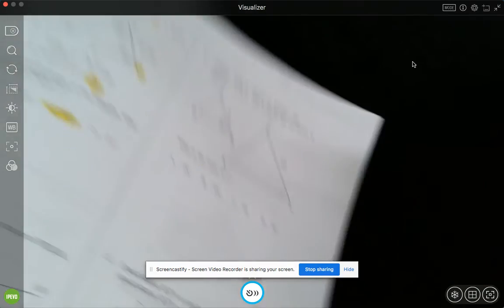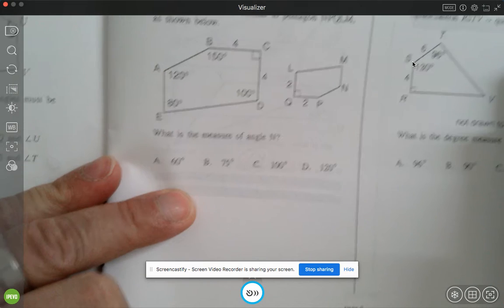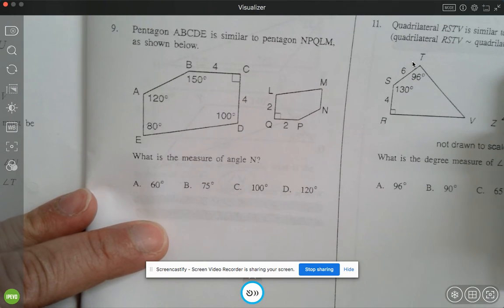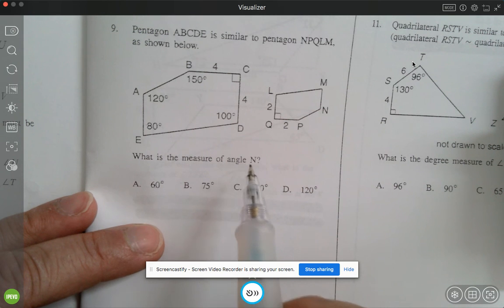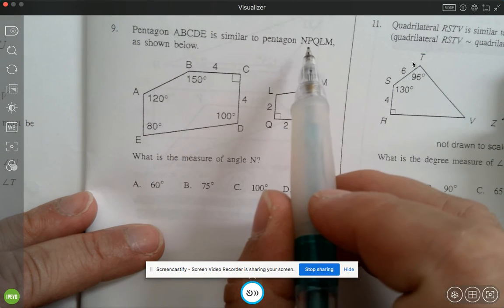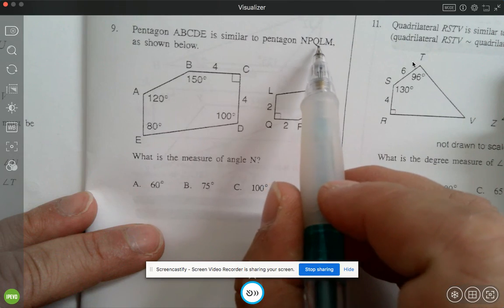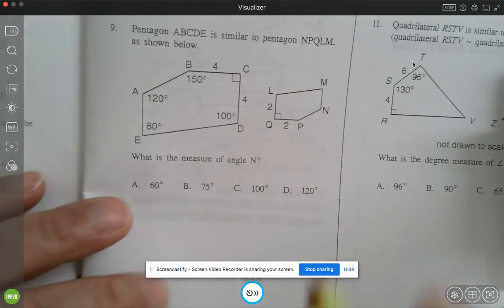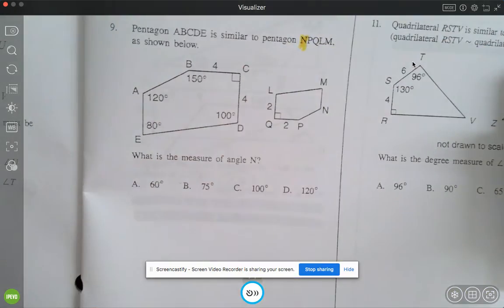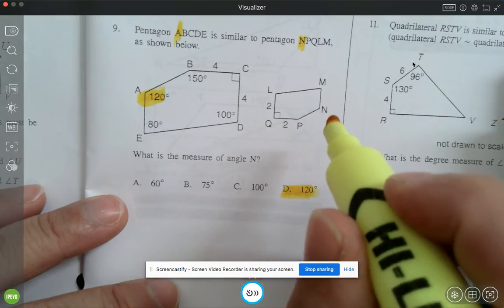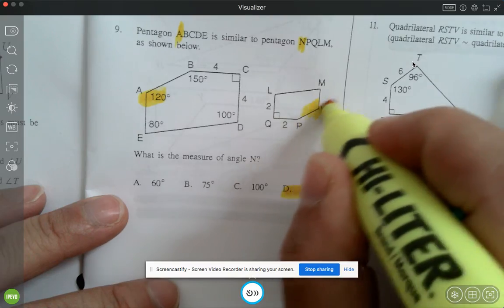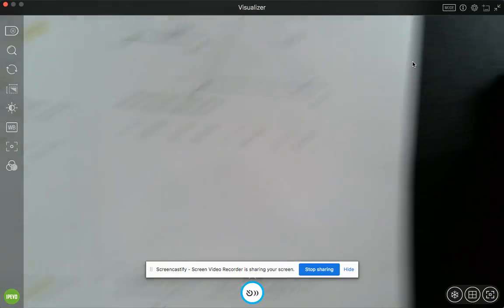Number 9 here. We have 2 measurements here. I think we're almost done. What is the measure of angle N? Okay, A, B, C, D, E, N, M, N, P, Q, L, M. So again, look at this one. N is first. So what angle makes sense there? Hopefully you said 120 because A is first here. And that matches with that, and they're both obtuse again. So it looks about the same.